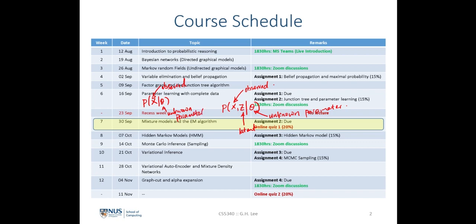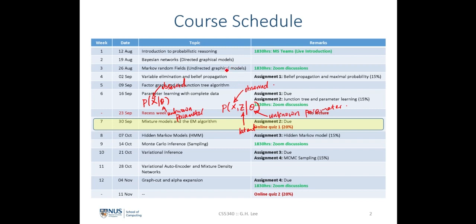In the first few lectures, we also looked at the case where we are given a set of query nodes as well as a set of evidence nodes. Given that we know the underlying joint probability distribution, we are interested in inferring the unknown query nodes given the set of evidence nodes.